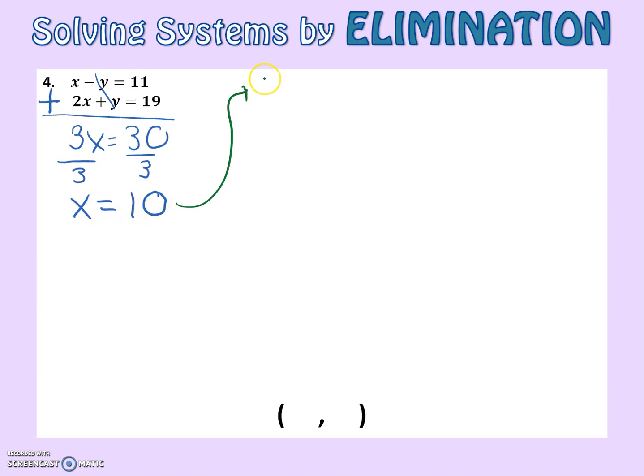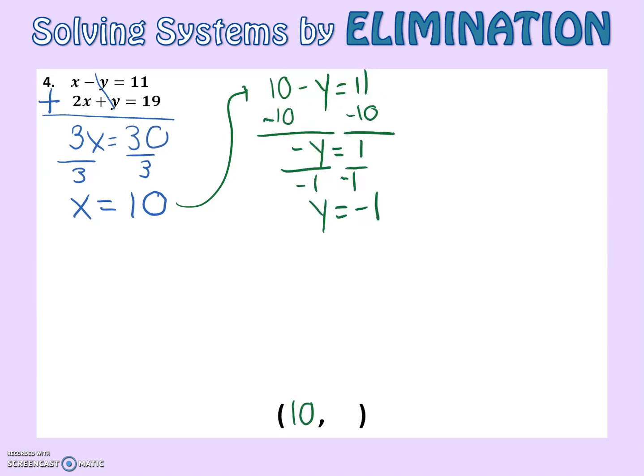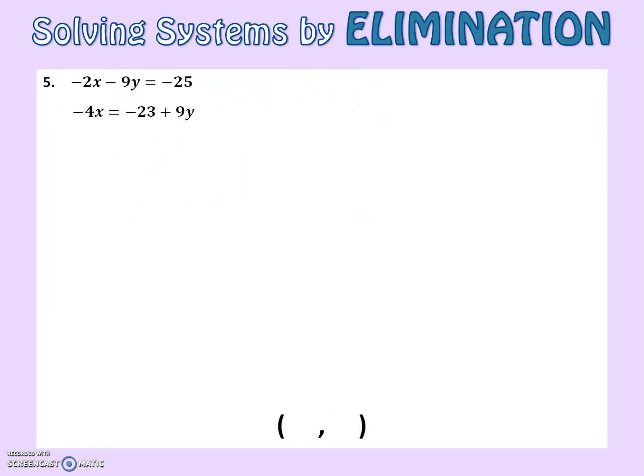Okay, so I'm using the first equation: 10 minus y equals 11. And when you solved that through, you should have ended up with y equals negative 1. So our final solution is (10, negative 1). All right, let's move on to number 5.